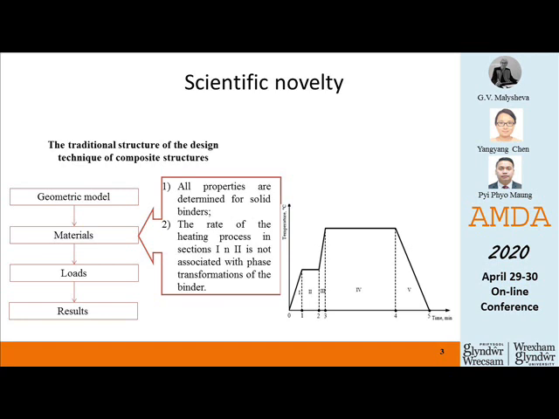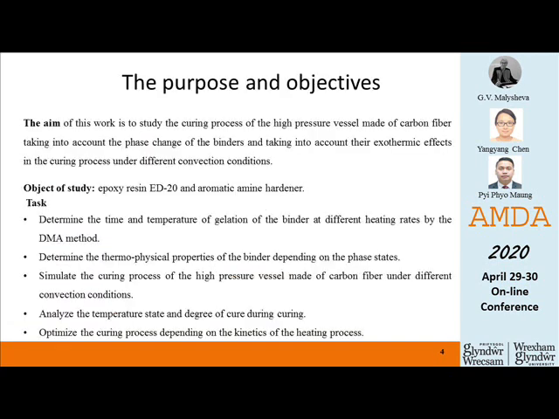In the technical literature, the study of the temperature field of products in the curing process of epoxy materials only in the solid aggregate state is given. The developers do not take into account the kinetics of changes in thermal properties during heating, which leads to a large error in the study of the temperature state of parts from GFPR during their curing. I will study the curing process of the high-pressure vessel made of carbon fiber, taking into account the phase change of the binders and taking into account their exothermic effects in the curing process.